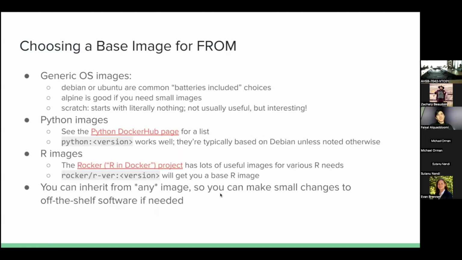So how do you choose a base image? You can go with the generic operating system image. Debian or Ubuntu is good if you need something that's got everything that you would expect in a Linux installation. Alpine is good if you want a really small image. Alpine is typically like 30 megabytes, it's super tiny. And the Alpine package manager is called APK. This is good if you just really want a bare bones image, but it does not include anything.